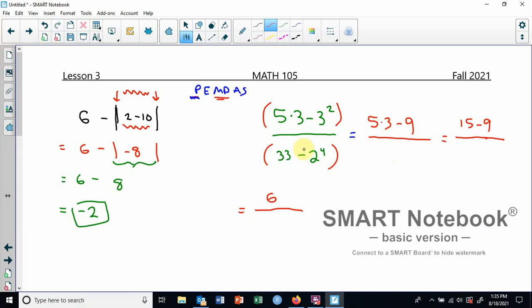Let's do the bottom now. 33 minus, I have an exponent. So we're doing exponents. 2 to the 4th. Ooh, let's see. 2 to the 4th is 16. And then I can just do the subtraction. 33 minus 16 is 17. So I get 6 over 17. That does not reduce. I'm good to go. You can do a lot of this in your calculator if you know how to use your calculator and you take it slow and easy and very careful with parentheses.